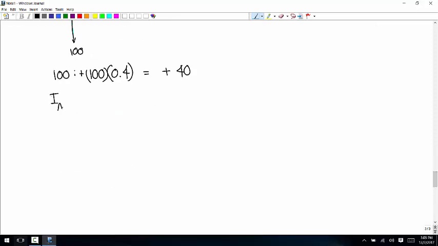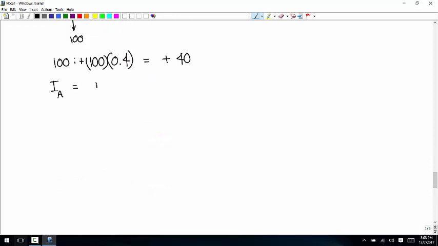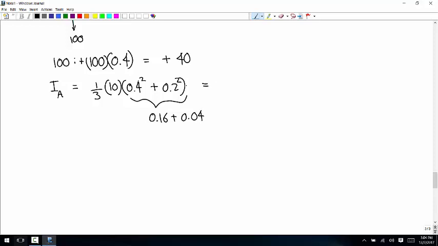And the moment of inertia is, in this case, the axis is at the corner. So the formula is 1/3 times, what did I say the mass was? 10. 1/3 times 10 times 0.4 squared plus 0.2 squared. This is 0.16 plus 0.04. Wow, I got to remember that. That works out nice. 0.2, 2/3.